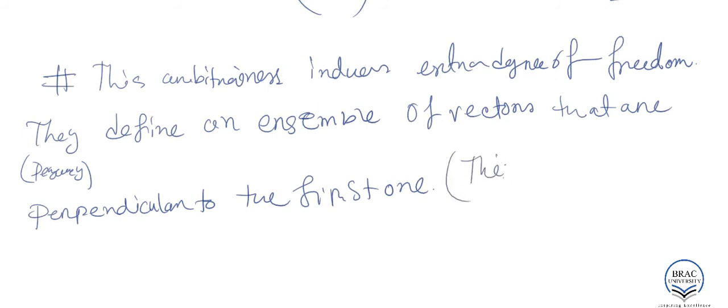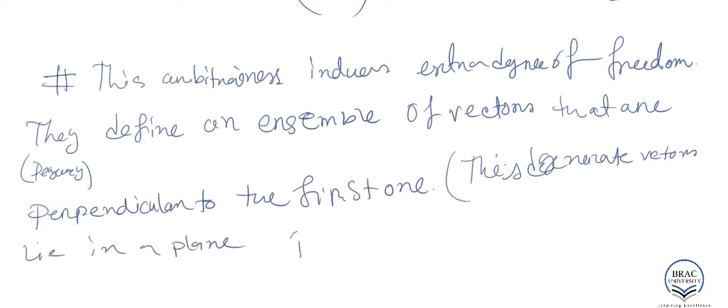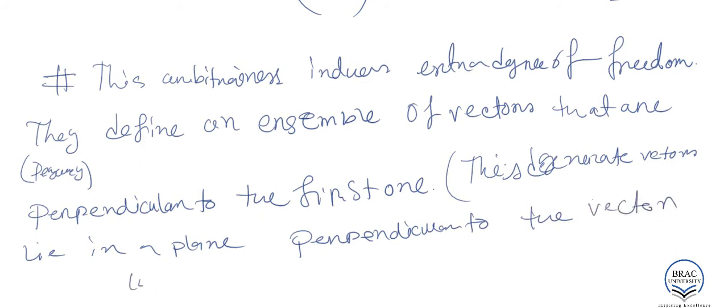That is, these degenerate vectors lie in a plane perpendicular to the vector omega equals 0 for this example.